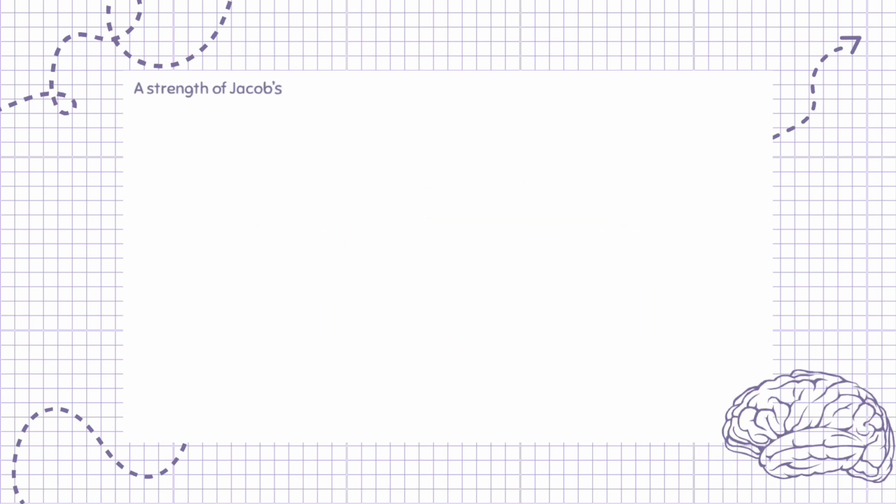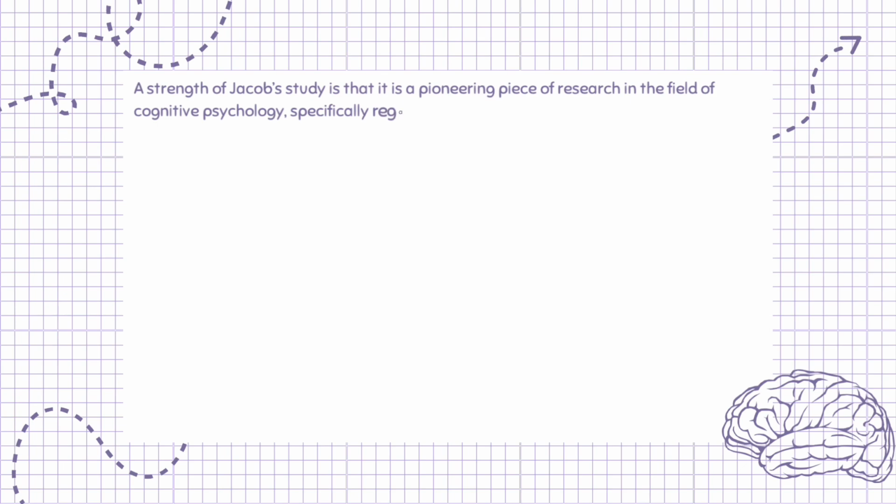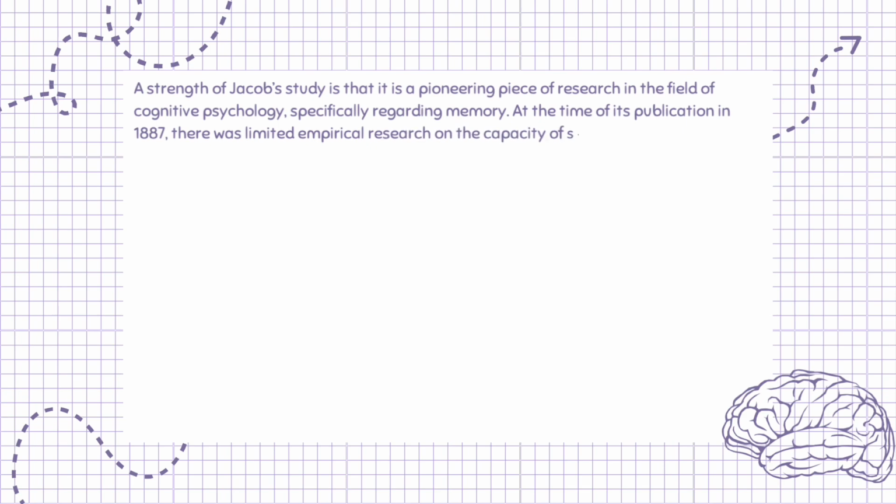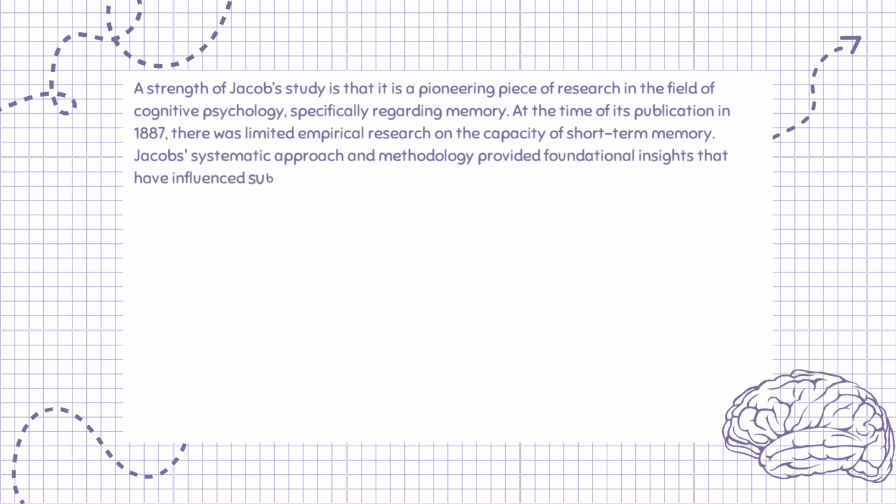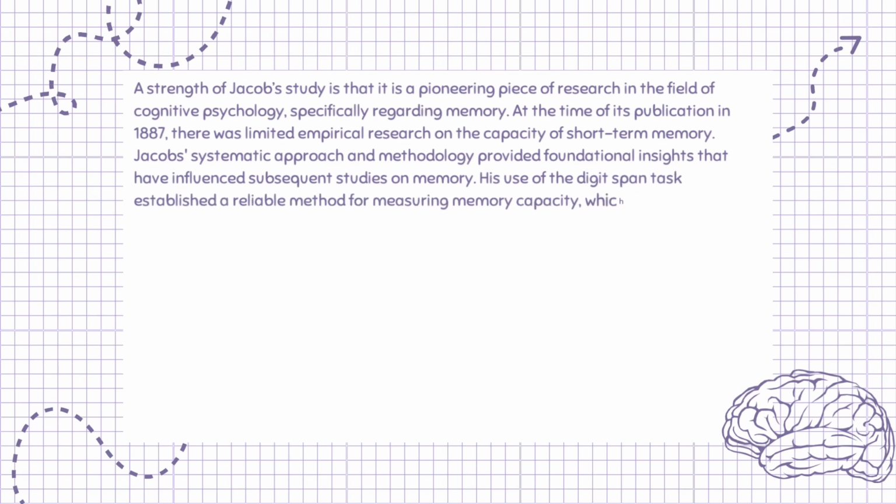A strength of Jacobs' study is that it is a pioneering piece of research in the field of cognitive psychology, specifically regarding memory. At the time of its publication in 1887, there was limited empirical research on the capacity of short-term memory. Jacobs' systematic approach and methodology provided foundational insights that have influenced subsequent studies on memory. His use of the digit span task established a reliable method for measuring memory capacity, which has been replicated and built upon by later researchers, including Miller.